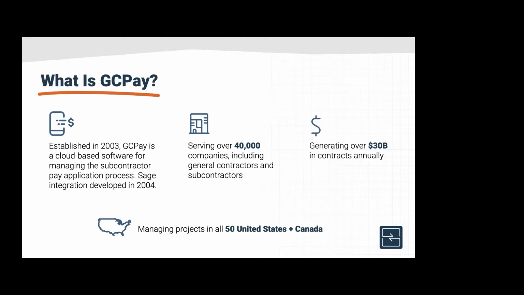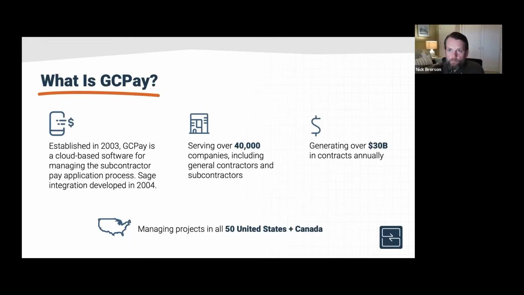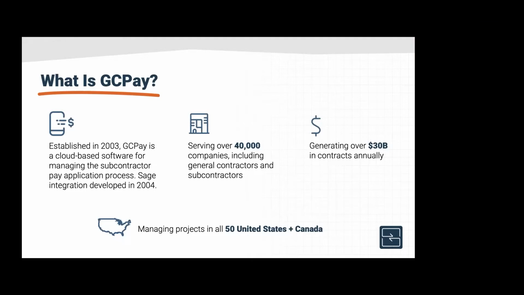that integration with Sage, the first one with Sage 300 CRE, was created in 2004. So us and Sage have been partners for a long, long time. Since then, we now have over 40,000 companies using the platform, and we are managing projects in all 50 states plus Canada. I know that Sockeye has customers all over the country, a lot being on the West Coast, Alaska, Hawaii. Just so you know, we have a lot of ongoing projects already in all of those states.